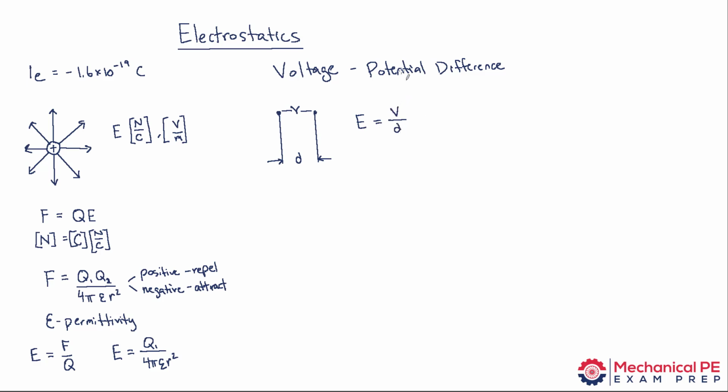And let's think about the units of that. The units of voltage are going to be V, and the units of the distance are typically meters. And we said earlier that field could have units of newtons per coulomb or volts per meter. So these are actually the same thing.